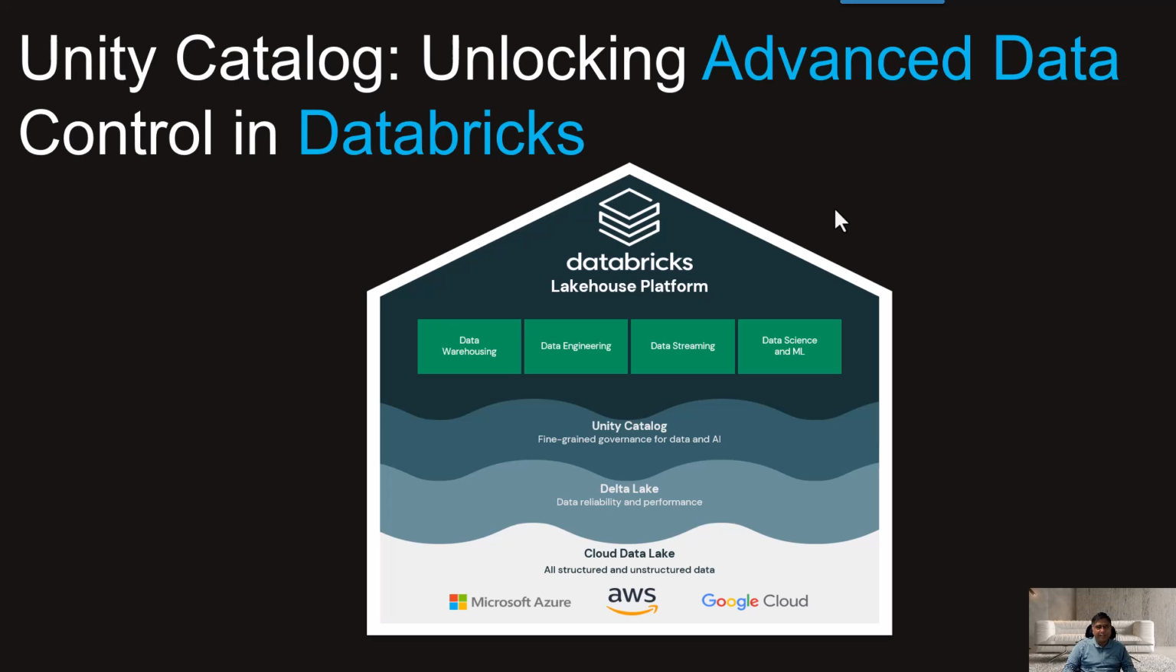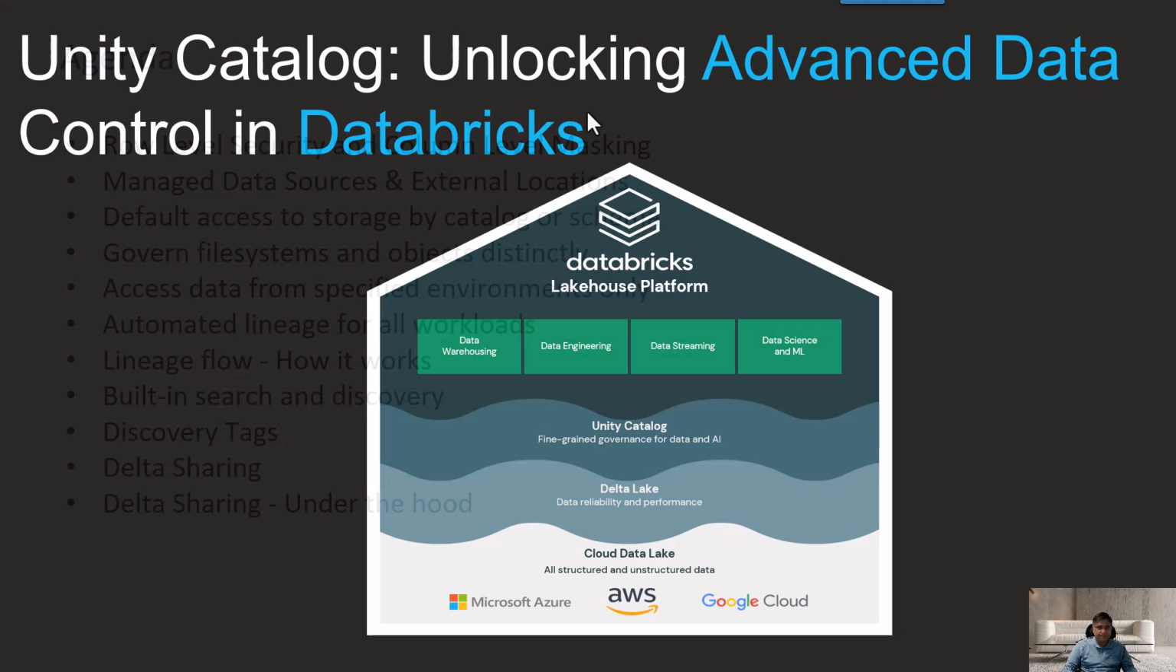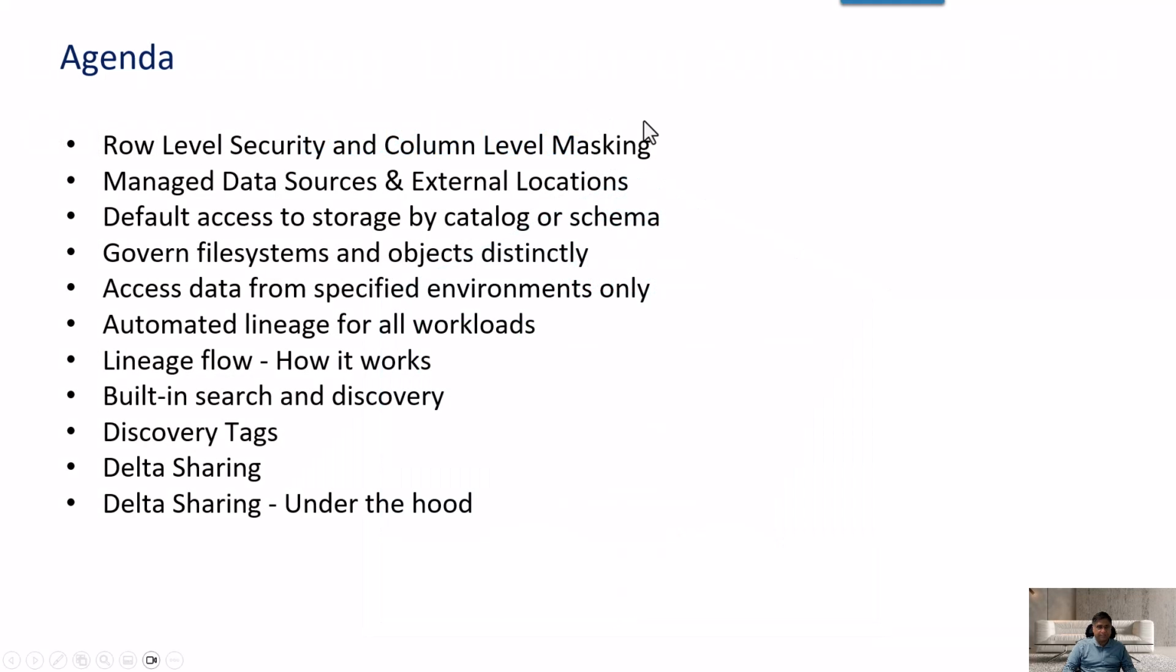Unity Catalog: unlocking advanced data controls in Databricks. Here is the agenda. First, we are going to learn row level security and column level masking. Then we will jump to the topic of managed data sources and external locations. Then we will understand how the default access to the storage by the catalog or schema is done. We will understand how we govern file systems and objects differently.